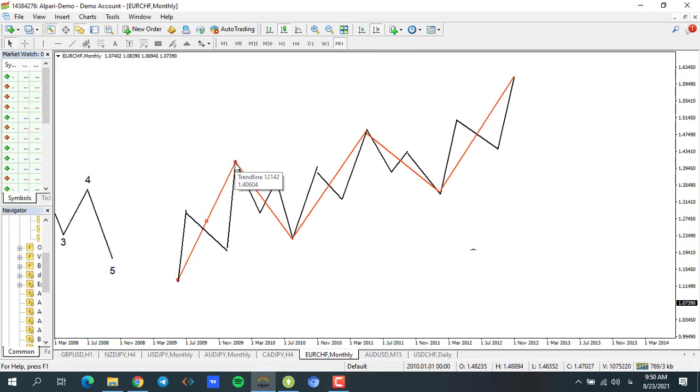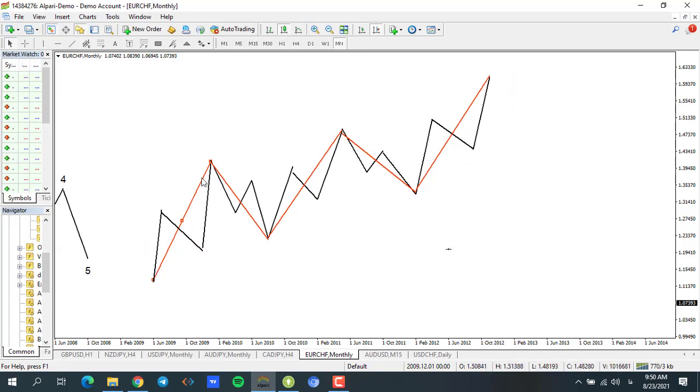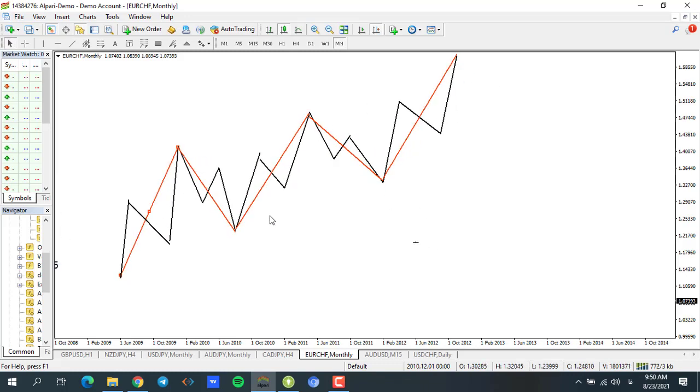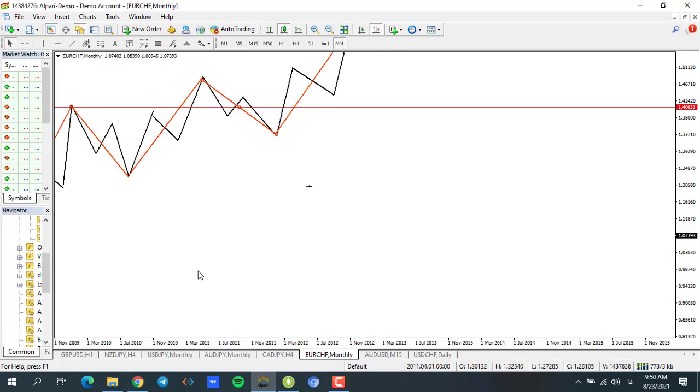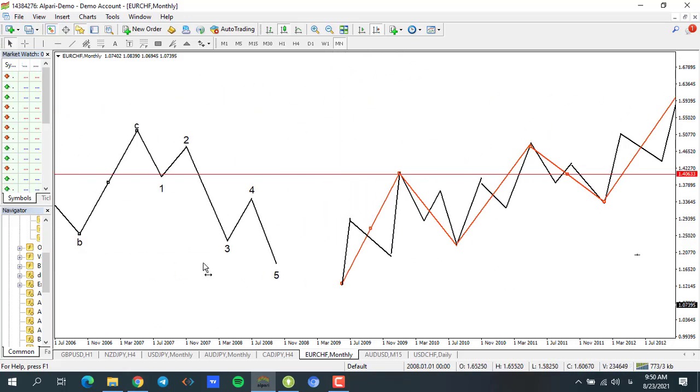We have 3 waves for 1, 3 waves for 2, 3 waves for 3, 3 waves for 4, and 3 waves for 5. Or we have 5 waves for 1, 3 waves for 2, 3 waves for 3, 3 waves for 4, and 3 waves for 5. We have two different diagonal patterns. And again, the fourth wave in this pattern can cross this level, the high of our first wave.